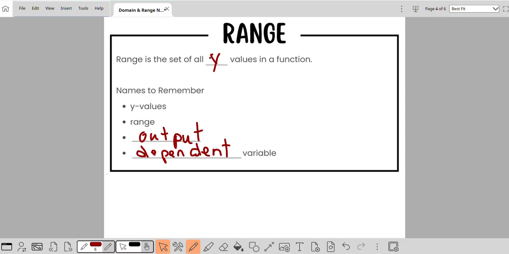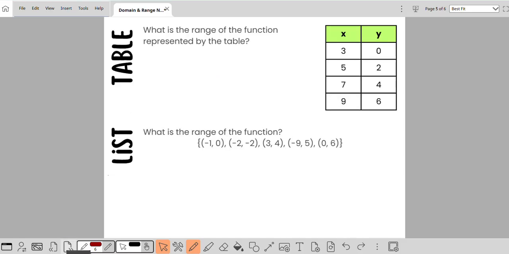And if you think about it, x values go with y values. Domain goes with range. Input goes with output. Independent goes with dependent variable. All right? So let's keep going and let's talk about how we're going to identify the range. What is the range of this function? Again, range we know is our y values. So they are right there.